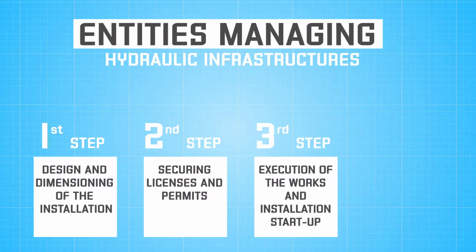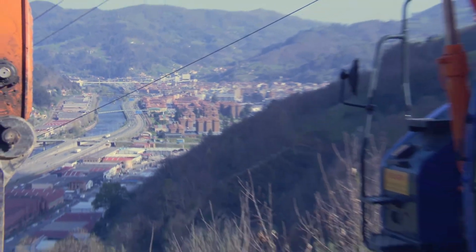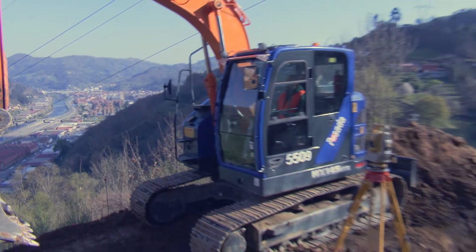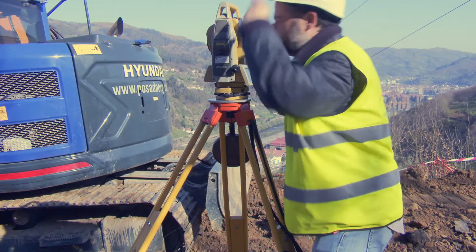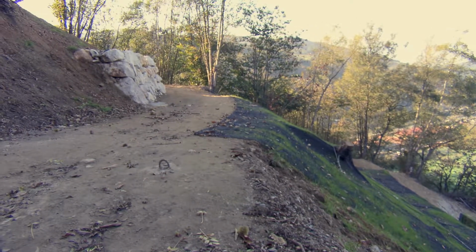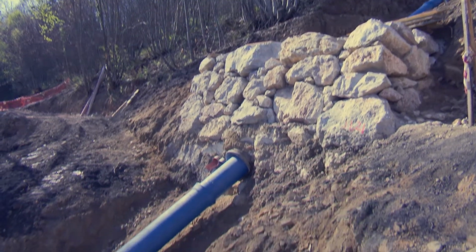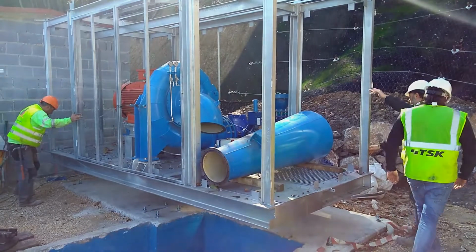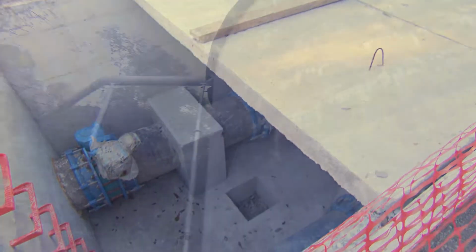Third step: execution of the works and installation startup. Depending on the particular conditions of the site and the chosen hydraulic technology, the associated works may be larger or smaller. Some of the actions normally required are staking out the terrain, creating access, excavating the ditches for hydraulic pipes and power lines, laying pipes or channels, putting up power lines, assembling the electromechanical equipment, and constructing storage facilities or buildings to house equipment.